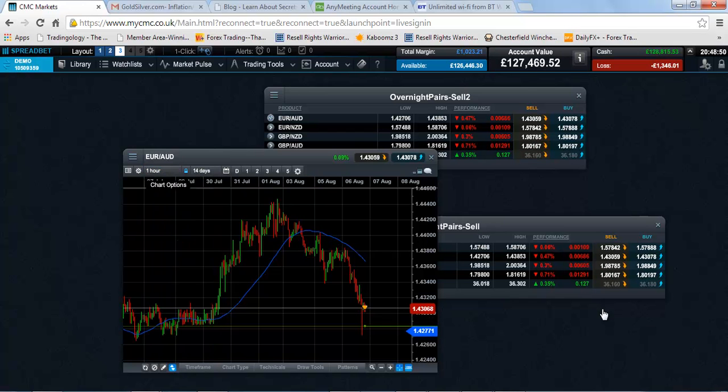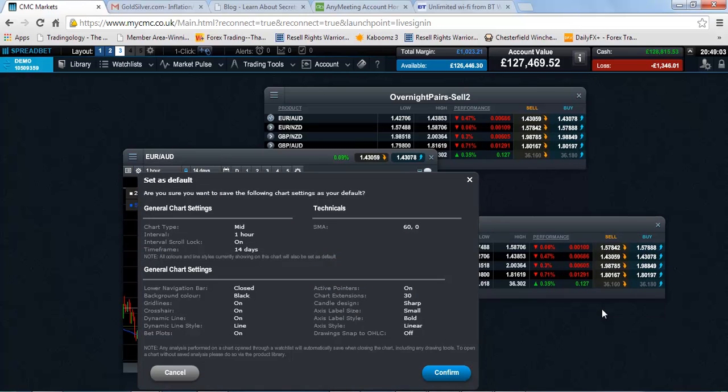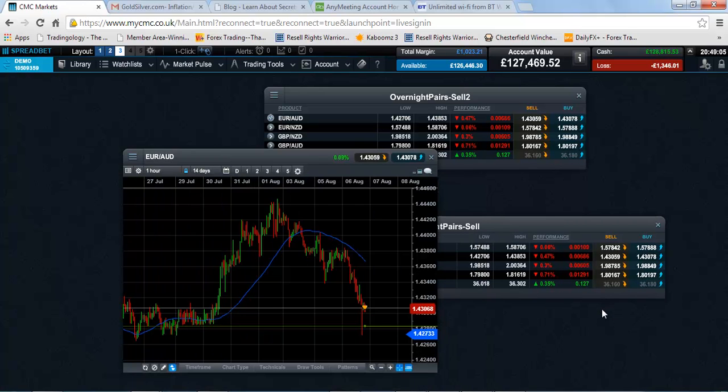and then that little gear beside the 1 hour, you just set as default, and then confirm, and it's done. You've got them. We've given you 7 currency pairs that you can buy and get paid, and then 5 currency pairs that you can sell and get paid.